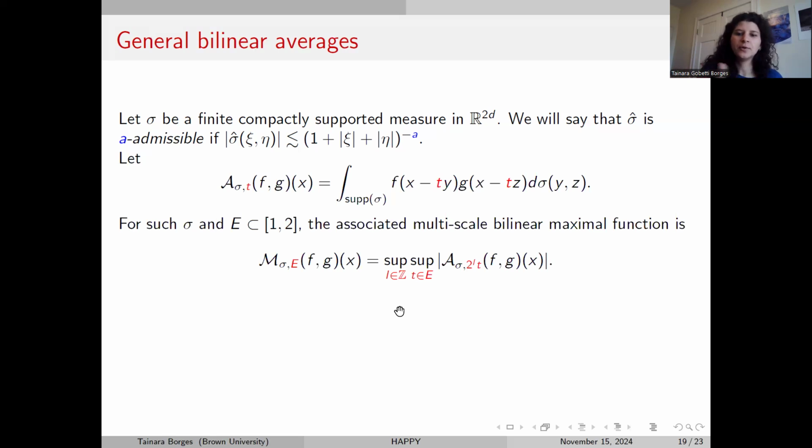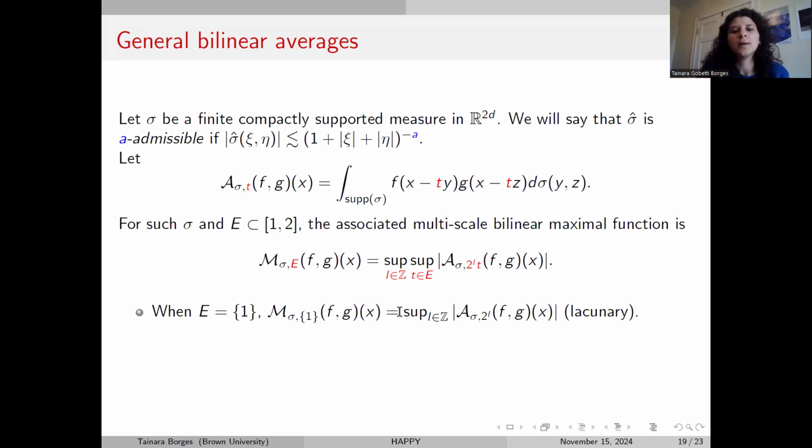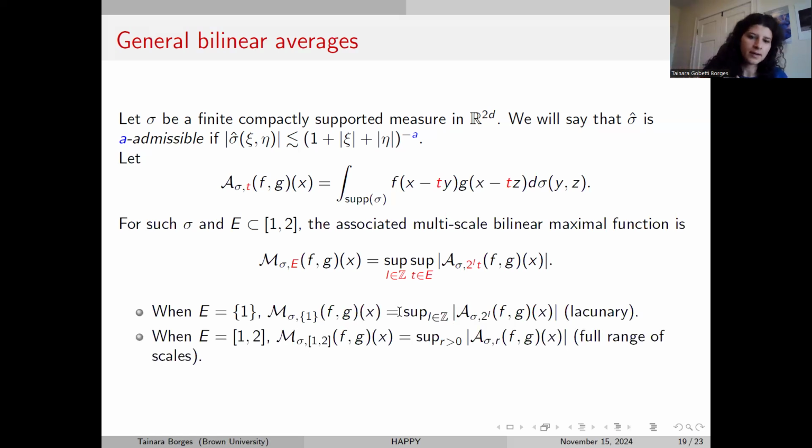In the same way as before, you can define this maximal function with an intermediate set of dilation scales by dilating a certain subset of [1, 2]. You're just going to have to use the right notion of bilinear average, right? In the extremes, you would have the lacunary case and the full range of scales case. Okay?